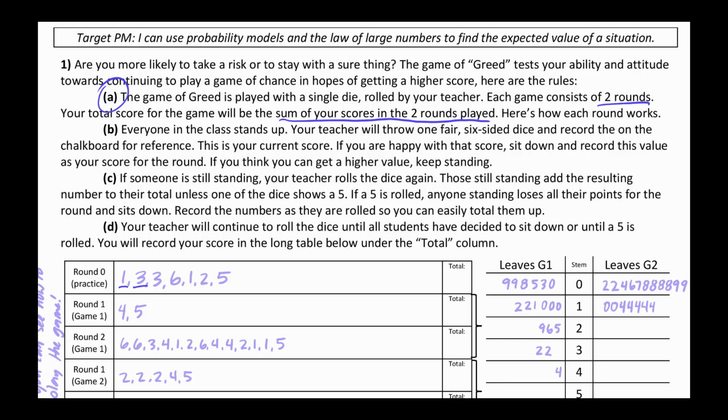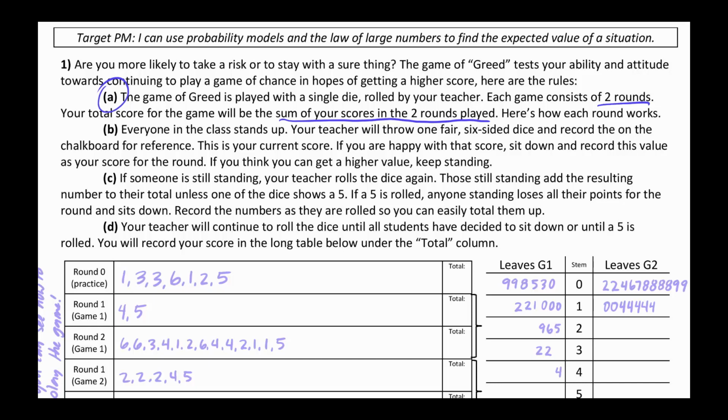If you aren't happy with 4 and you want to keep trying your luck, you'll toss it again. Maybe you'll roll a 3, toss again, maybe roll a 6. As you keep going, people usually start sitting down because they don't feel as comfortable thinking that they won't roll a 5 on the next turn, and they want to keep as high a score as possible. So you'd add 1, 3, 3, 6, and 1, and that would be your total score over here.